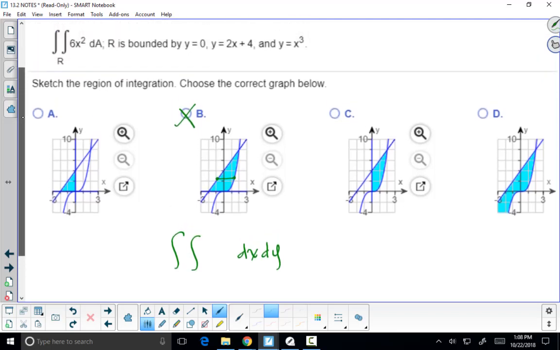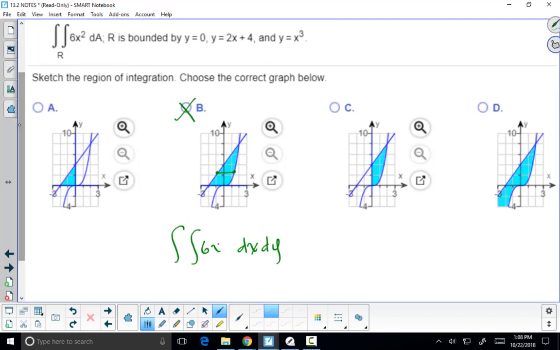So then our function, what was that? 6x squared. That's going to go in here. And then our limits of integration. The inner integral is representing the functions, so we have to have x values. So we have to go from x equals whatever to x equals whatever. So this first line, let's get that written as an x value. So come up here, solve for x. So we have 2x equals y minus 4, divide by 2. So we're going to have x equals 1/2 y minus 2. Subtract 4 and divide by 2. And then this one written as an x value will be x equals the cube root of y.